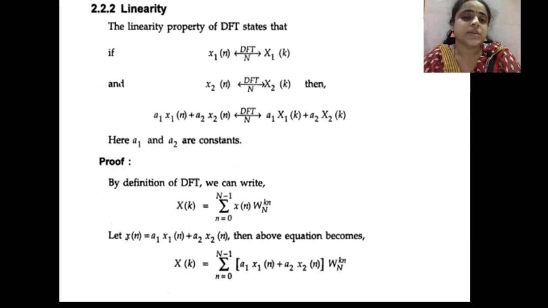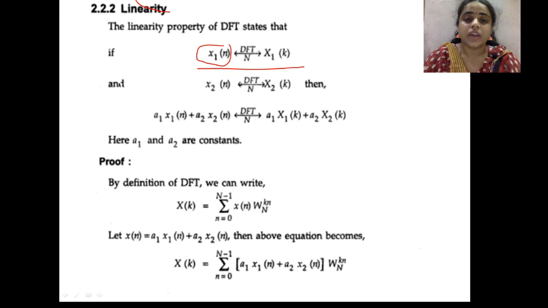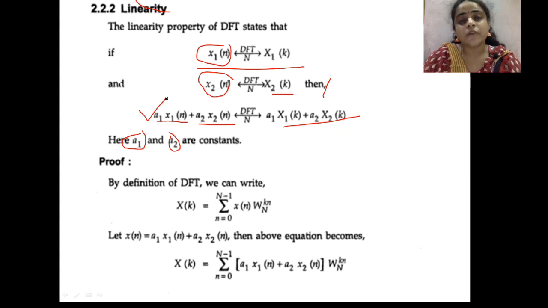In a similar way, let us see the linearity property of DFT. If the DFT of x1 of n is X1 of k and the DFT of x2 of n is X2 of k, then the DFT of a1 into x1 of n plus a2 into x2 of n is a1 into X1 of k plus a2 into X2 of k. This is the linearity property where a1 and a2 are constants. This is nothing but the principle of superposition or principle of homogeneity. So we have to prove this.